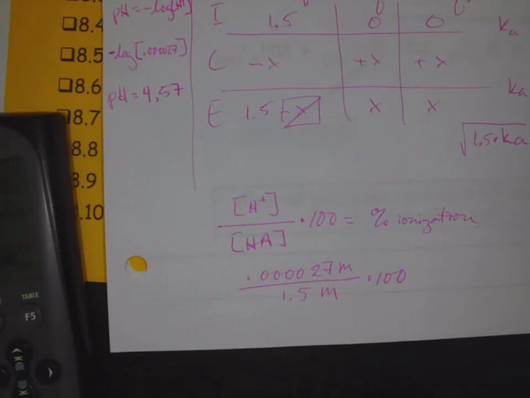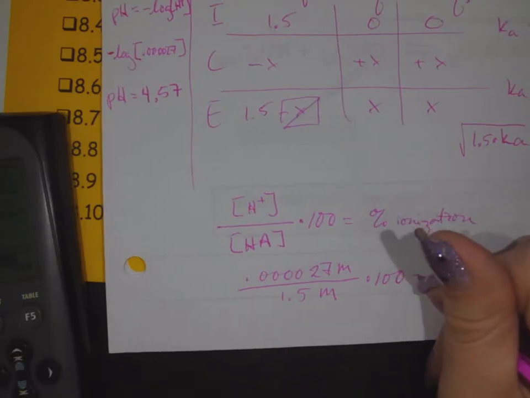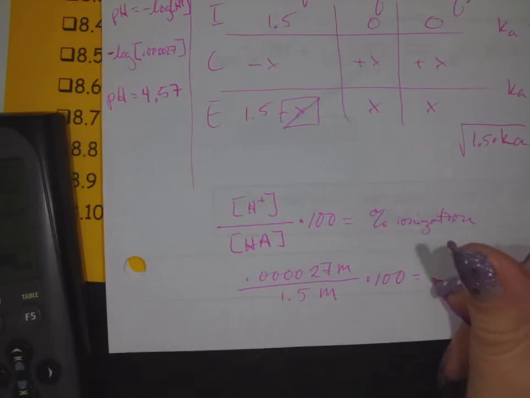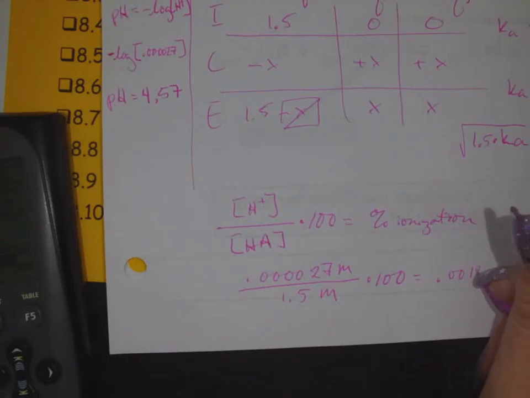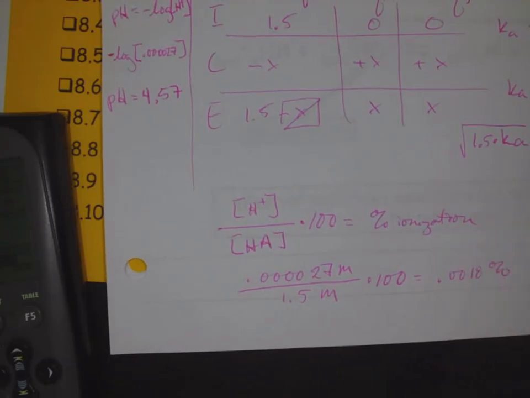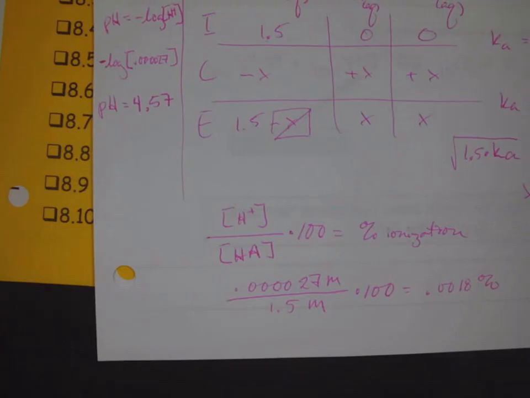This is a very small percentage. I'm getting 0.0018% ionization. Such a small percentage of this actually ionized, actually broke apart.